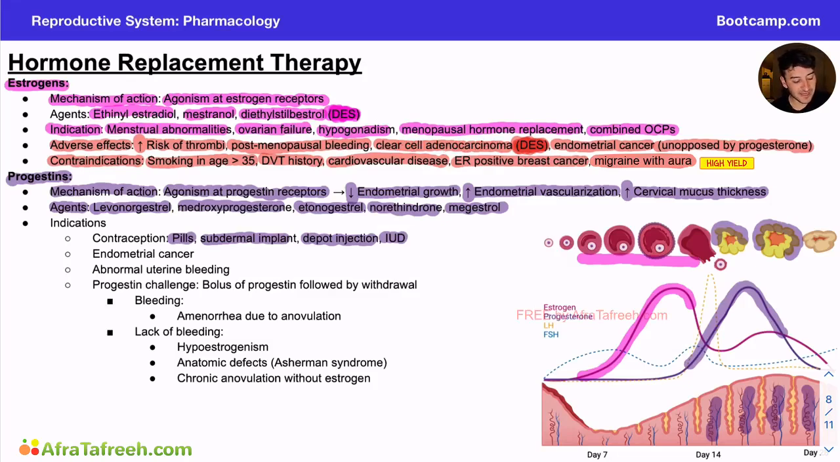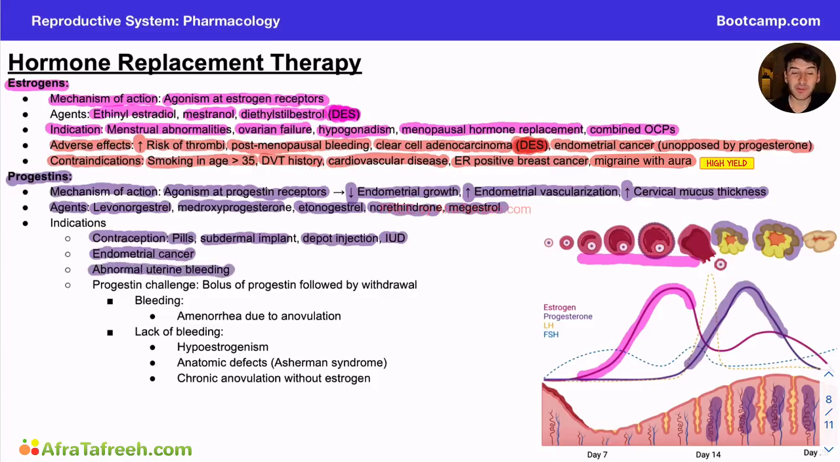Now, in terms of indications, we can use it for contraception. We can also use it for endometrial cancer because it is going to oppose the estrogen activity, which makes the endometrium grow. So this is a really helpful therapy for patients with endometrial cancer. We can also use it to treat abnormal uterine bleeding.